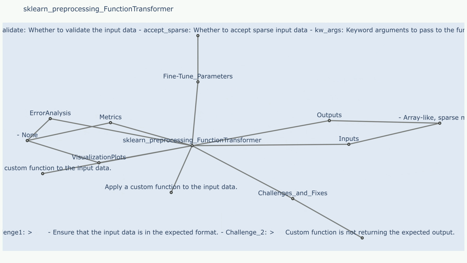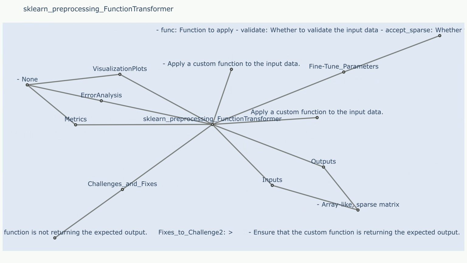Metrics: none. FunctionTransformer doesn't directly provide metrics for assessing the transformation. The metrics would depend on the specific function you use. Visualization plots: none. FunctionTransformer does not directly offer visualization plots.